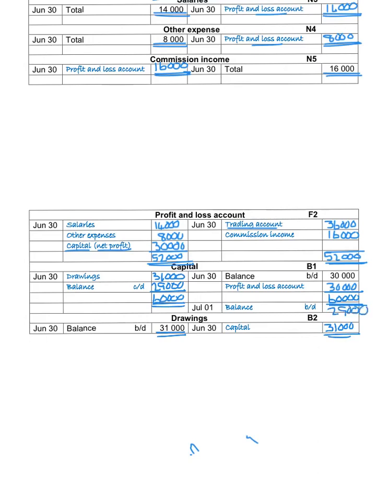We take the drawings to the capital account to indicate that the owner already benefited from the profits that were made in the business because he took money or goods for his own use.